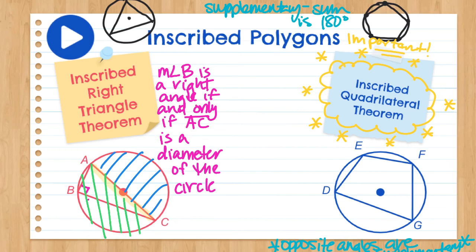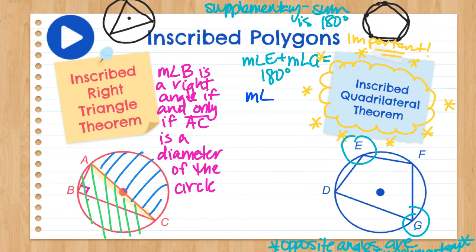So we need to see that angle E, the measure of angle E, plus the measure of angle G equals 180 degrees. And the measure of angle F plus the measure of angle D also equals 180 degrees. And that's only if D, E, F, and G all lie on the circle. They have to be sitting on the circle.